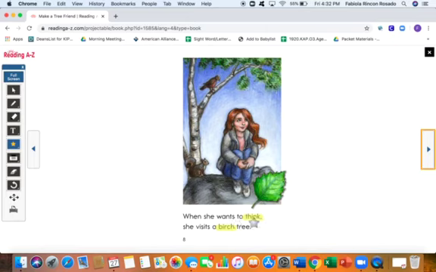When she wants to think, she visits a birch tree. Now, what strategy can we use to figure out that this was the word think? I think we can use sound it out. We know that the TH makes the sound, think. For birch, we can remember that the IR, ER, and UR sound like birch. She visits a birch tree.